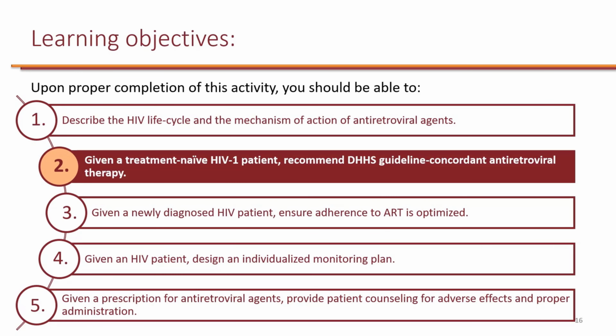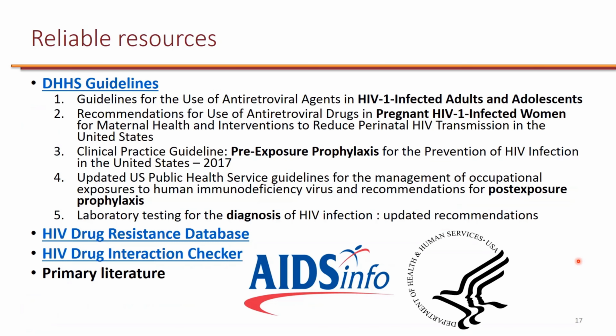So far, we described the HIV life cycle and the mechanism of action of antiretroviral agents. Now, given a treatment-naive HIV-1 patient, recommend DHHS guideline-concordant antiretroviral therapy. Let's take a look at some reliable resources.